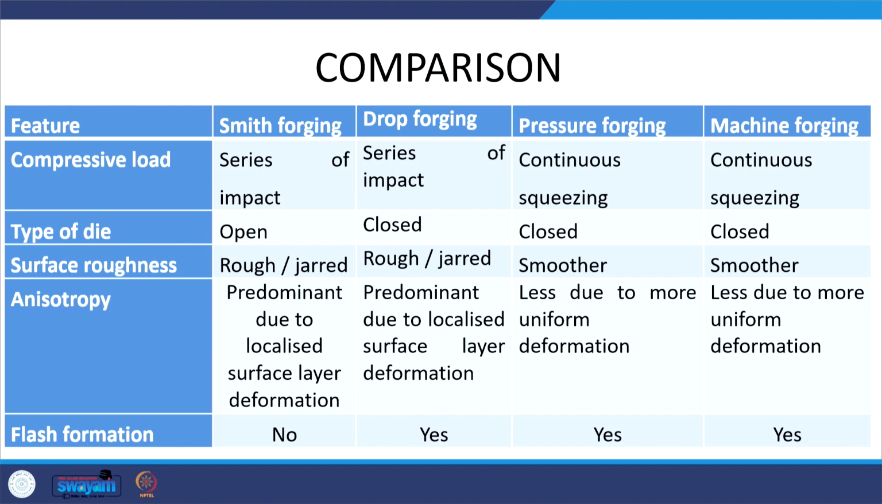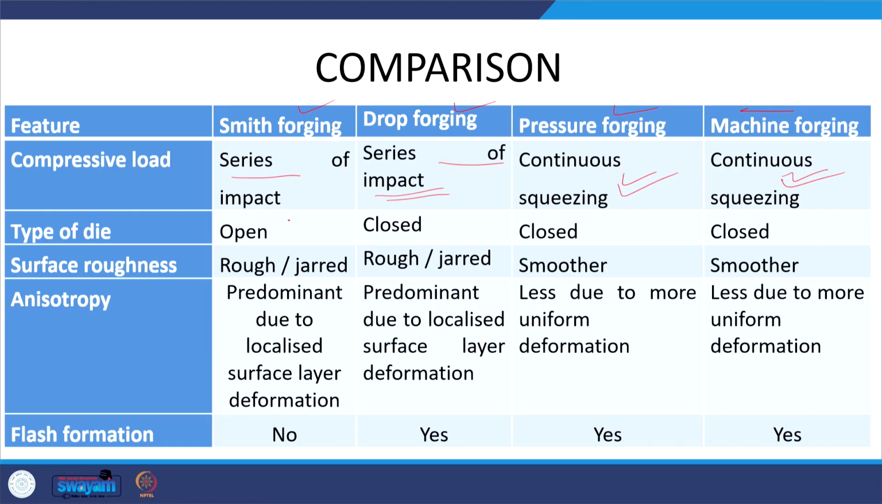As far as the comparison of the different types of forging processes like smith forging, draw forging, press forging and machine forging is concerned, compressive load in smith forging and draw forging is applied in the form of impacts. In press forging, it is squeezing, or continuously increasing load. Compressive load is applied with increasing magnitude through the squeezing action, and for machine forging also the same thing is done, continuously increasing load to realize the squeezing action.